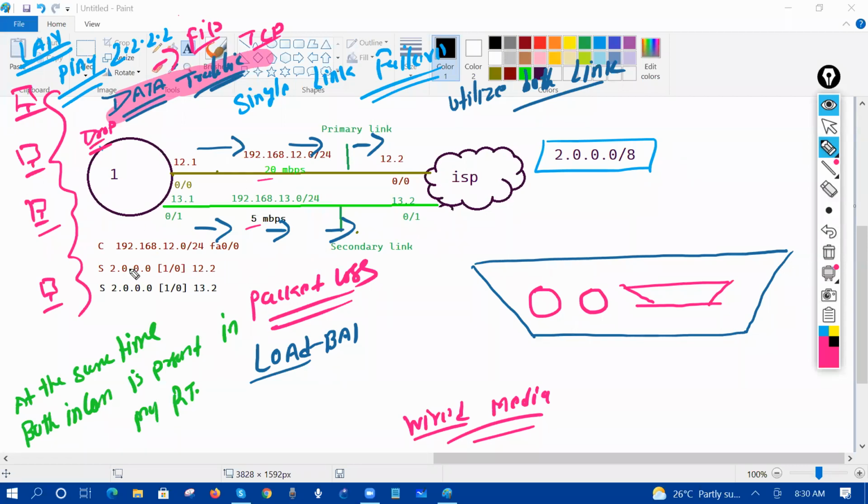I can put the routes, this information is present in my routing table, both paths, right? If the user pings 2.2.2.2, I can send my traffic to 12.2 and I can send my traffic to 13.2. I'm not telling you it's bad. It's a good design, right?